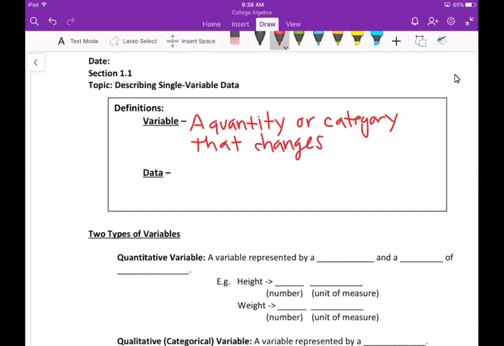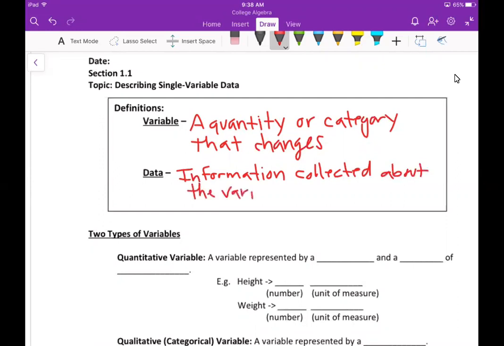And in order to figure out things about how this variable is changing, maybe eventually figuring out what's causing this variable to change, what we're going to do is collect data about that variable. So that data is just the information we're collecting about the variable. So let's get that down there so we can remember what data is: information collected about the variable.